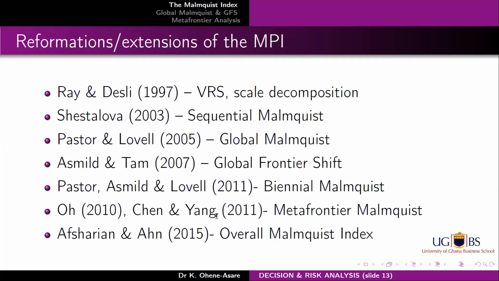Shestalova created something we call sequential Malmquist. Pastor and Lovell brought the global Malmquist. Asmal and Tam created a global frontier shift. Lovell created a Biennial Malmquist. It is highly possible that those of you doing pure productivity change, some of you will do the Biennial Malmquist, so take note.